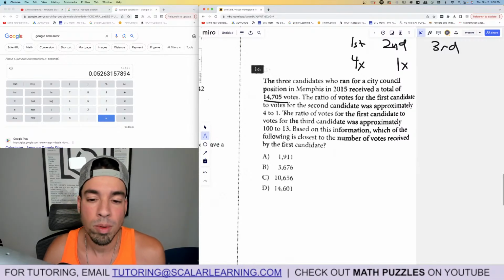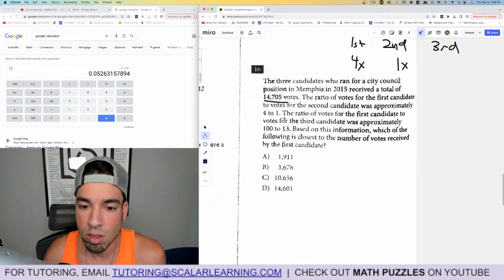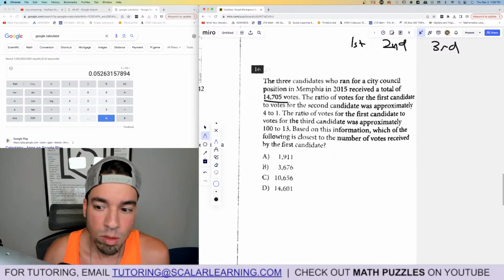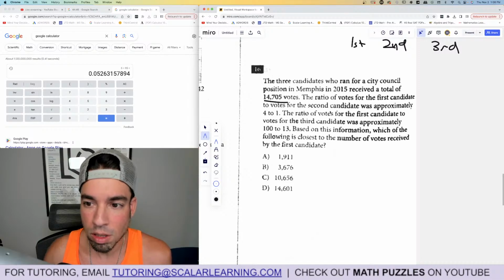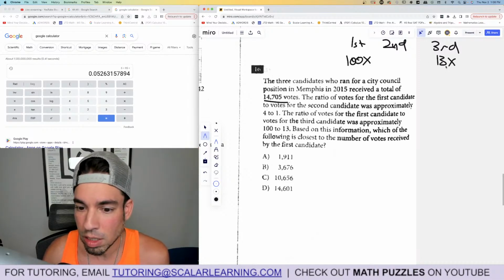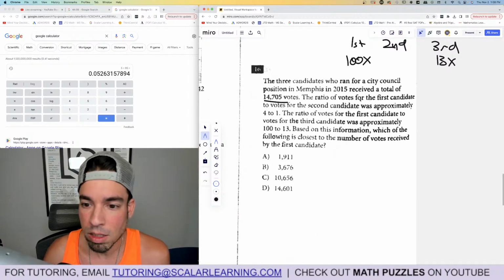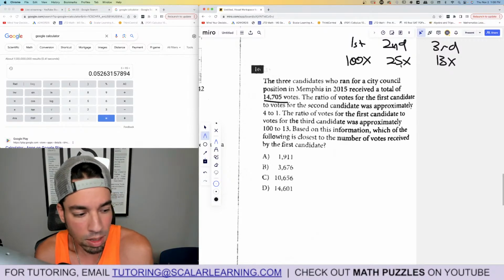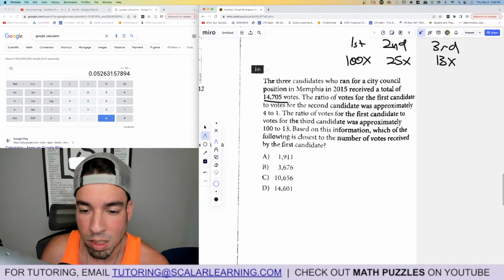Oh, okay, wait, how am I going to do this to make this easier? Oh, I know what we'll do. Reset. We'll say first to third is 100 to 13, easier. And now we go back to this. Ratio of first to second is 4 to 1, which is the same as 100 to 25. Okay, now we got nice whole numbers. I could have done it the other way using a calculator and decimals, but this is much better.